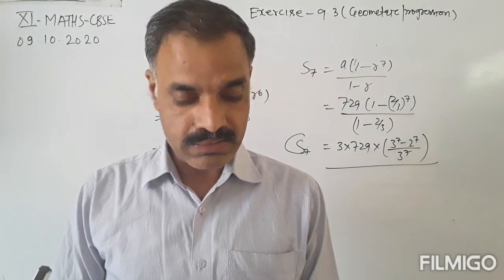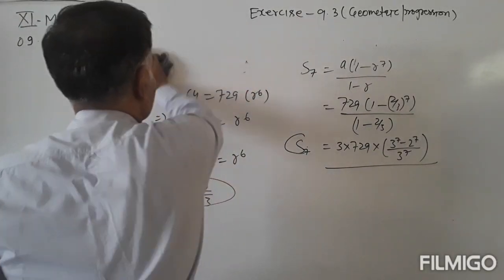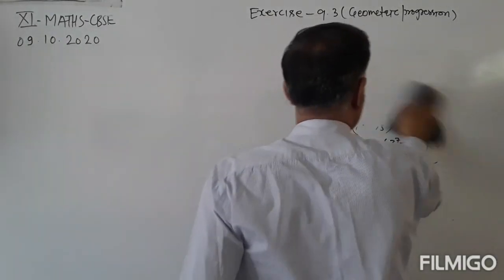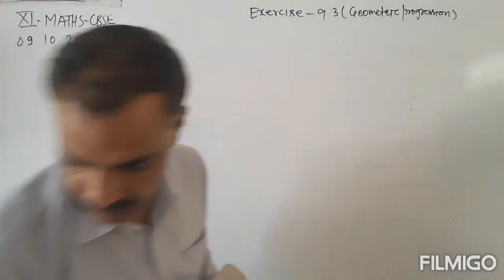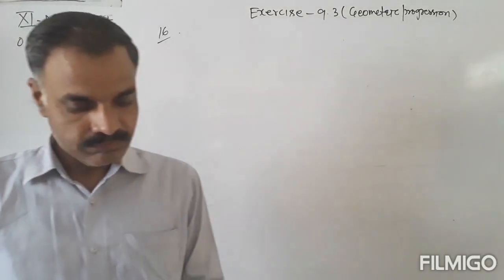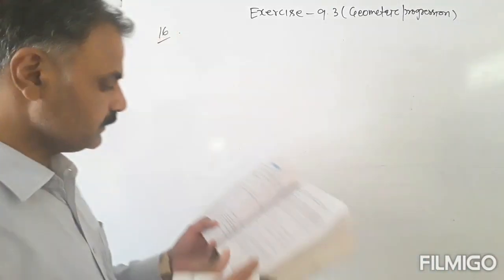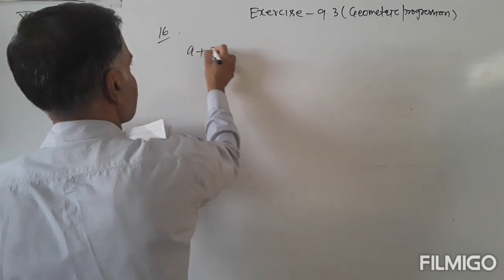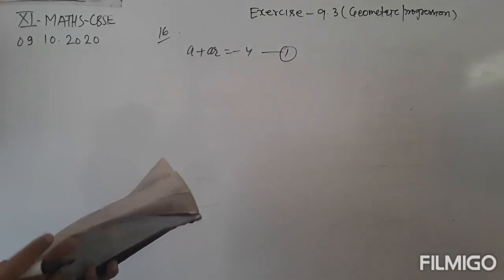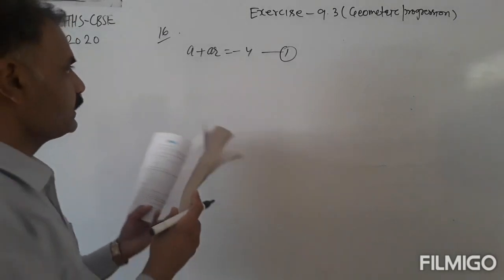Now let us take question number 16. Find a GP for which the sum of first 2 terms is minus 4, that is a plus ar equals minus 4, and the fifth term is 4 times the third term.